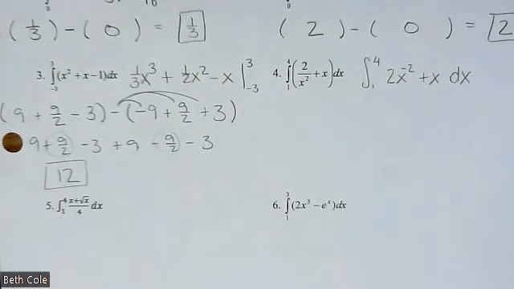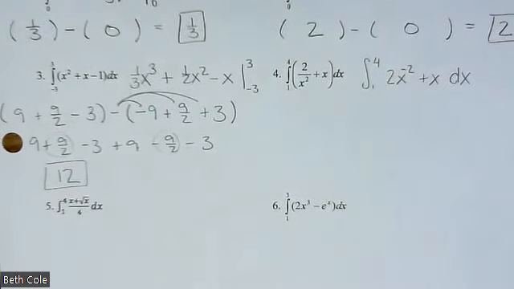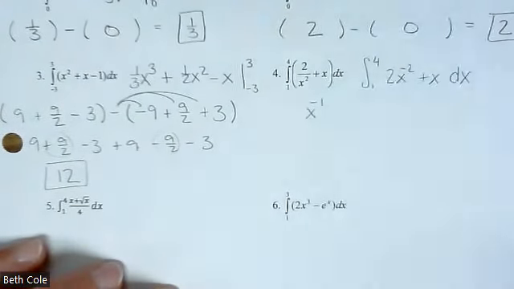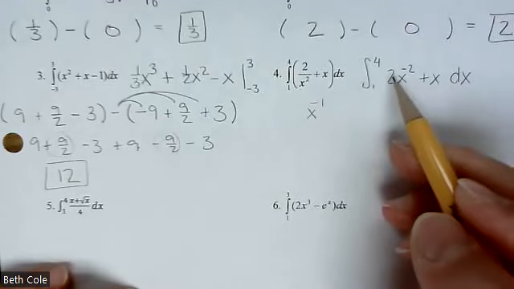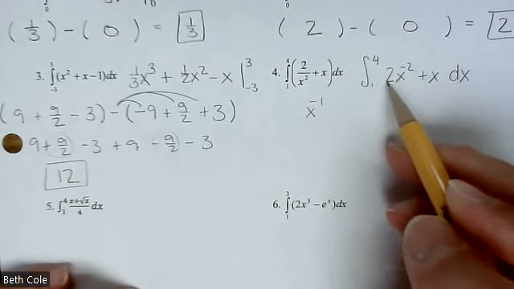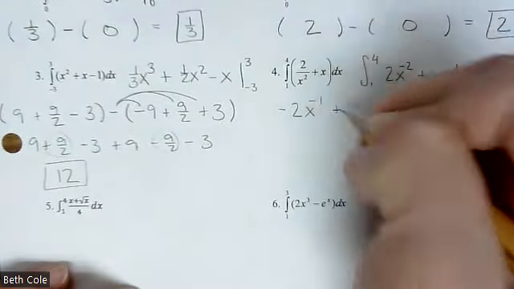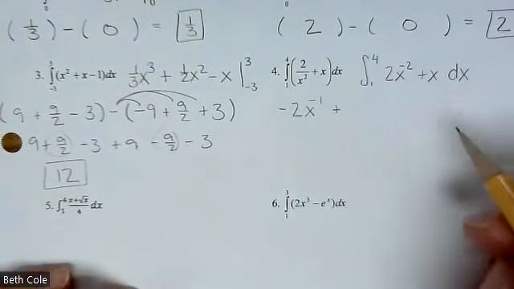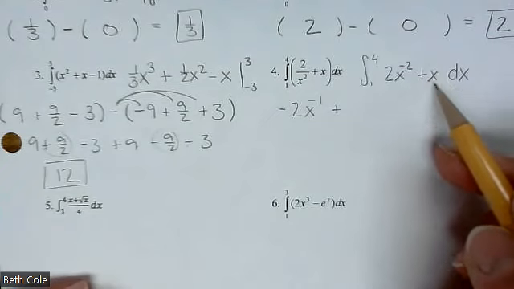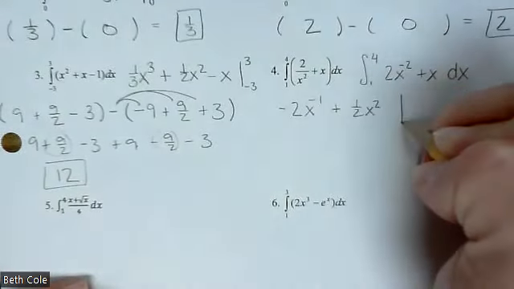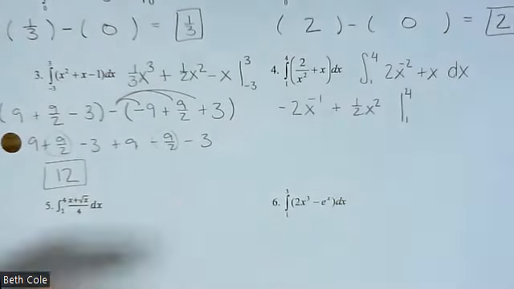So now I'm going to do the antiderivative. You have to add 1 to the power. That makes it less negative. So it'll be x to the what? x to the -1. That means you would need a negative out front. So instead of 2, it'll be -2. Good, perfect. Plus, and then what's your antiderivative for x? Good, 1/2 x squared, from 1 to 4.